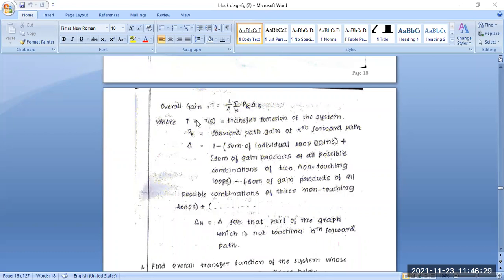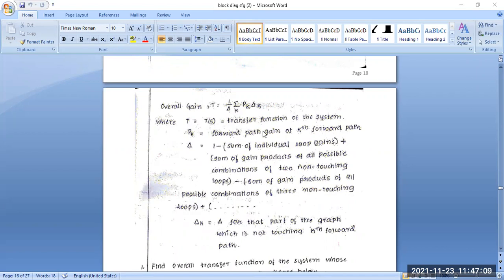Next, Delta. What is delta? This is a very important term which is used to calculate the overall gain in the signal flow graph method. This delta is equal to 1 minus, within brackets, the sum of individual loop gains, plus the sum of gain products of all possible combinations of two non-touching loops, minus the sum of gain products of all possible combinations of three non-touching loops, plus, and so on. This process continues up to the last loops.